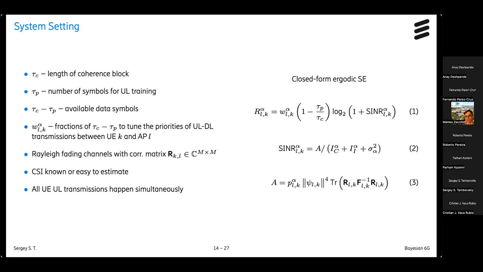And in our system setting, we also assume that each user can connect to each and every access point. And then, of course, it's a question of transmission priority. Then finally, to simplify the model and allow us to properly verify Bayesian optimization, we assume that channel state information is known or at least easy to estimate with little to no errors. And for now, we assume that the transmissions happen in uplink simultaneously.